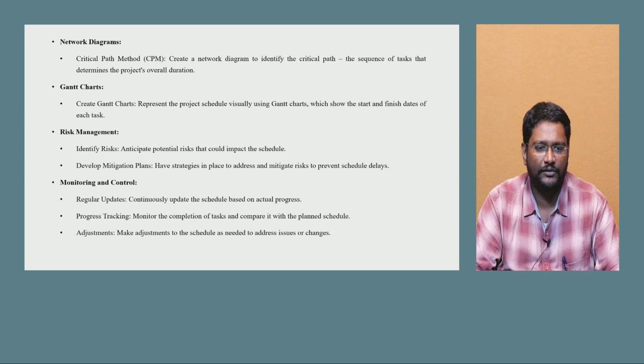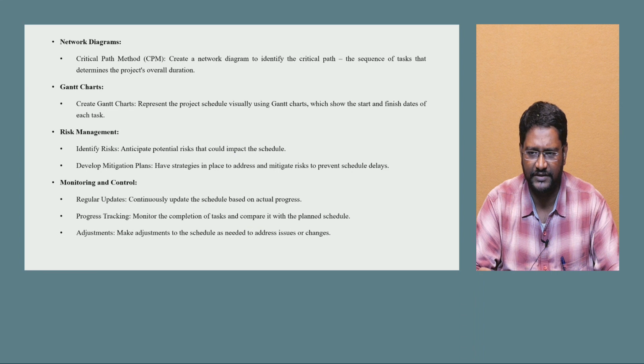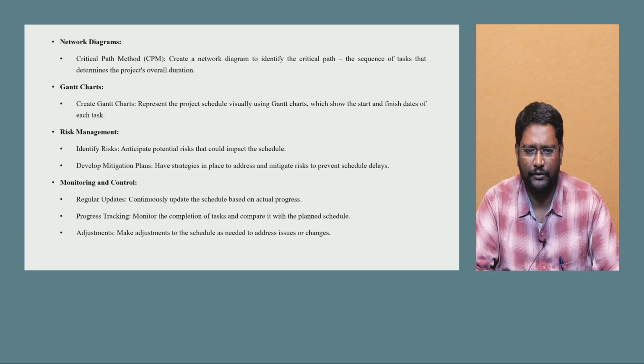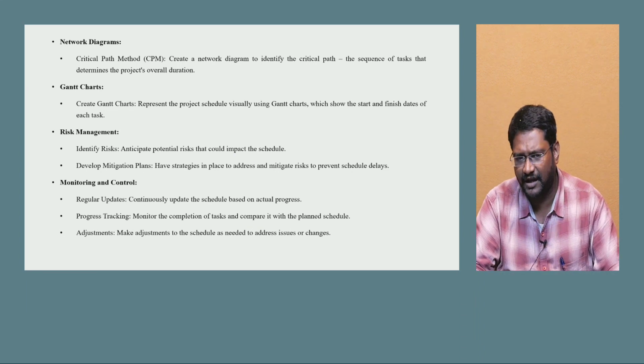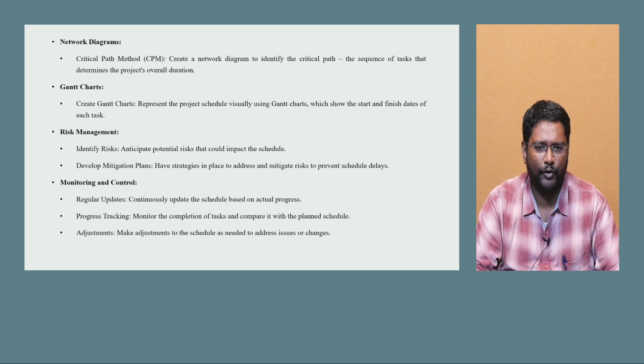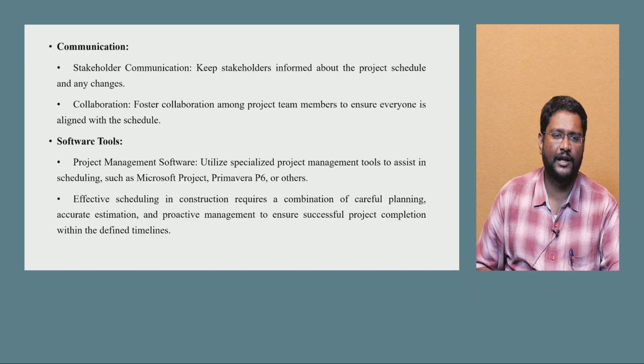Also monitoring and control: regular updates we have to consider, progress tracking we have to consider, adjustments we have to consider. Okay, regular updates: continuously update the schedule based on the actual progress. What is the actual site progress, we have to compare both, and give regular updates to the site project engineer or maybe client. Progress tracking: monitor the completion of the tasks and compare it with the planned schedule. What is planned and what is completed, you have to compare. Adjustments: make adjustments to the schedule as needed to address issues or changes. Maybe there is a delay in the work, so you have to go with the adjustments. That will be there in monitoring and controlling progress.